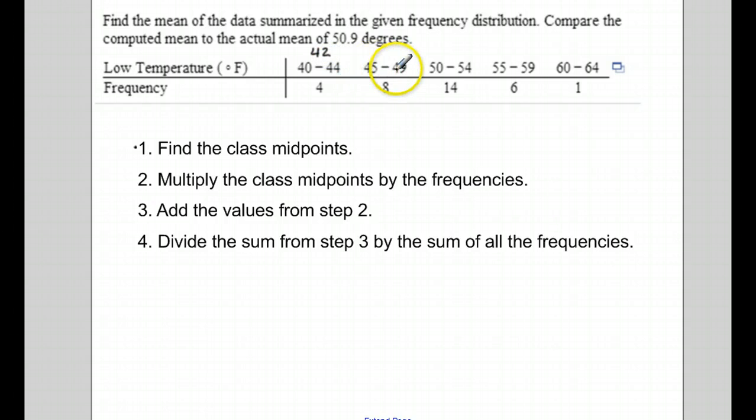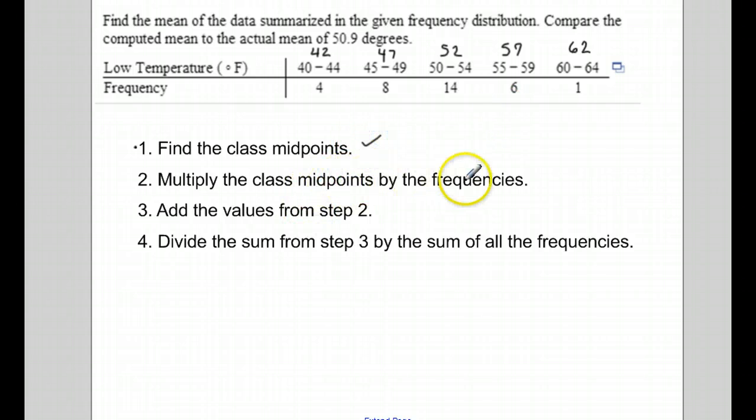Okay, 45 to 49, the class midpoint is a 47. 50 to 54 is a 52. 55 to 59 is a 57 for the midpoint. 60 to 64, the midpoint is a 62. And remember, the midpoint is just the average of these two. So add them up, divide by 2. Alright, so I've done that.